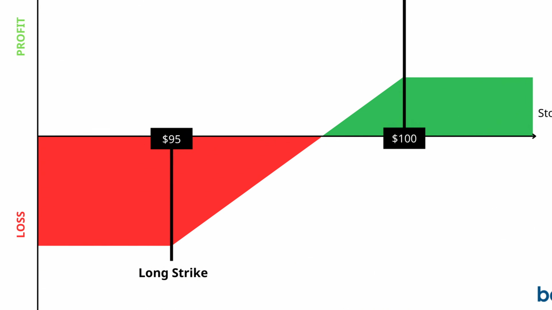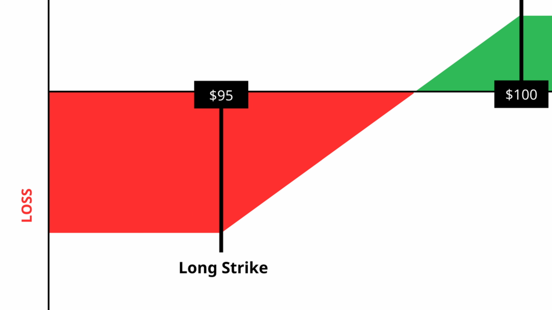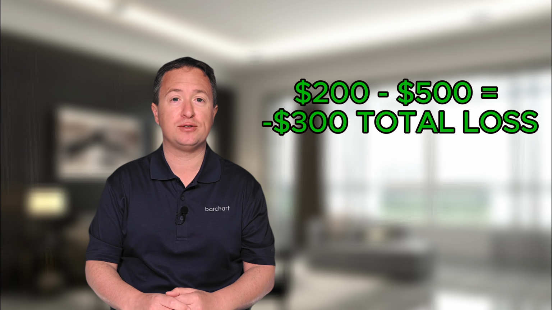But what if the stock dropped below $95? Well, in that case, the spread is in the money and you're out $500 on the $5 spread width. But you do keep your $200 credit, so that loss works out to $300.